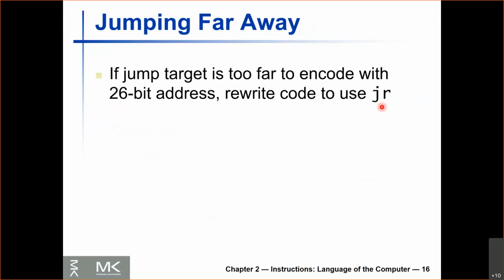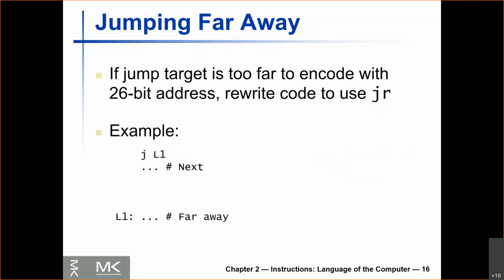We saw that the limitation of pseudo-direct jump addressing is that the top 4 bits of the program counter and the target address have to be the same. This gives us a range of around 256 megabytes. But if for whatever reason we want to jump even farther than that, we can rewrite the code to use jump register, because jump register takes a register, and that register can store a full 32-bit address.